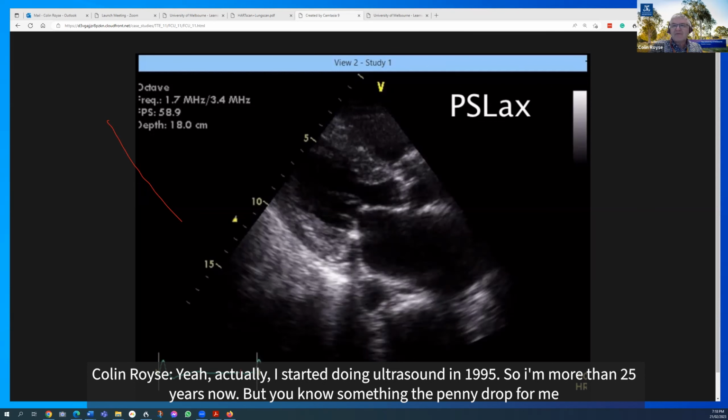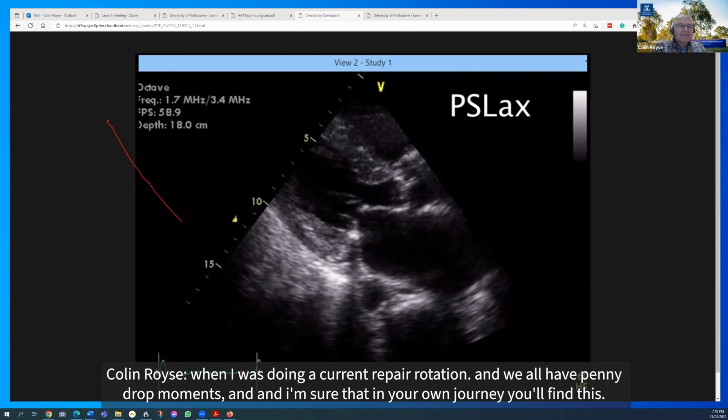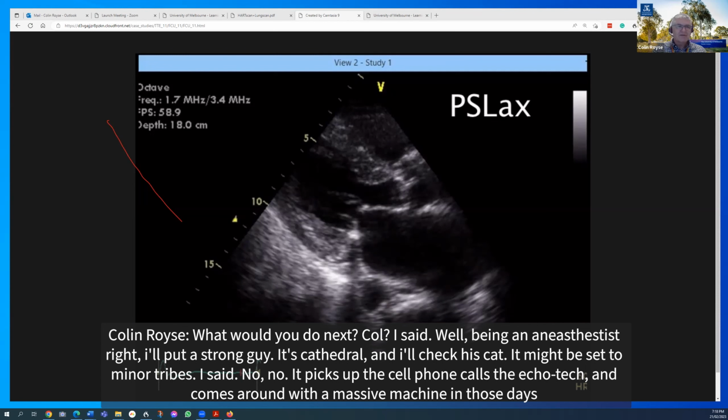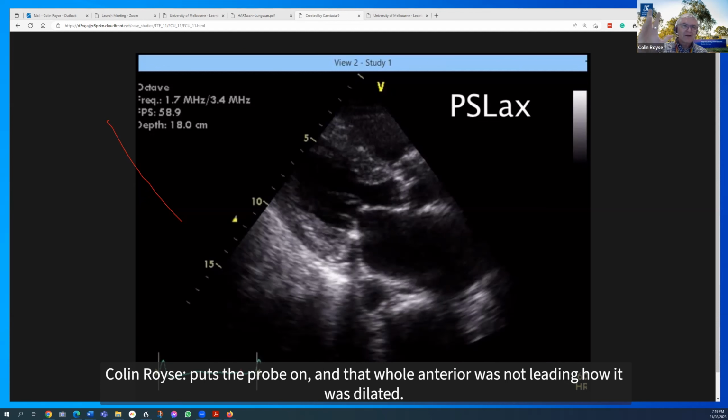But you know something, the penny dropped for me when I was doing a coronary care rotation. And we all have penny drop moments, and I'm sure that in your own journey you'll find this. I was sitting there with a patient not doing well, that probably had a heart attack, and the cardiologist, a lovely guy, said, well, what would you do next, Colin? I said, well, being an anaesthetist, I'll put a Swan-Ganz catheter in, I'll check his cardiac output, maybe start some inotropes. He said, no. Picks up the telephone, calls the echo tech, who comes around with a massive machine in those days, puts the probe on, and that whole anterior wall was not moving and the heart was dilated.